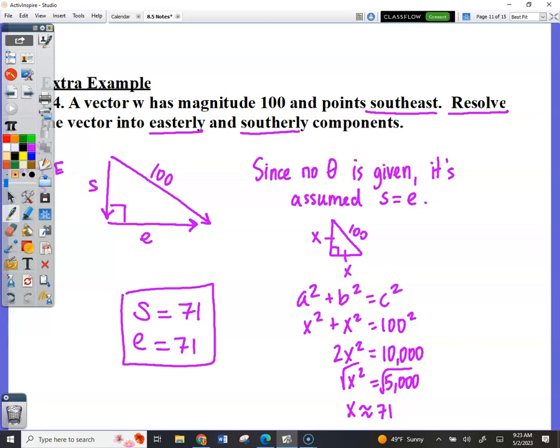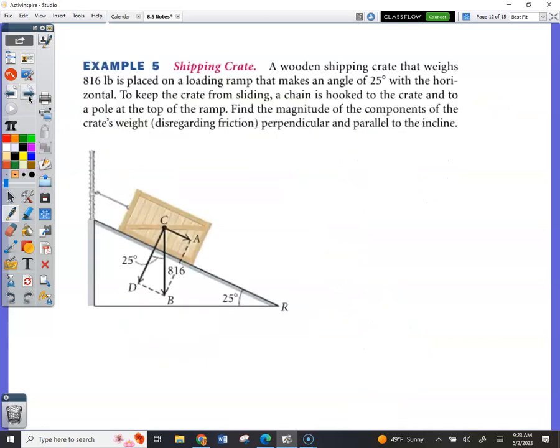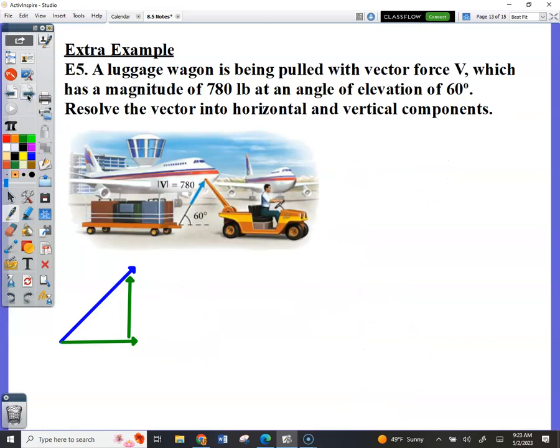Go right here to this one. This one is short and sweet. Luggage wagons being pulled with vector force V has a magnitude of 780 pounds at an angle of elevation of 60 degrees. That picture will be drawn for you. You would never have to come up with that picture on your own.